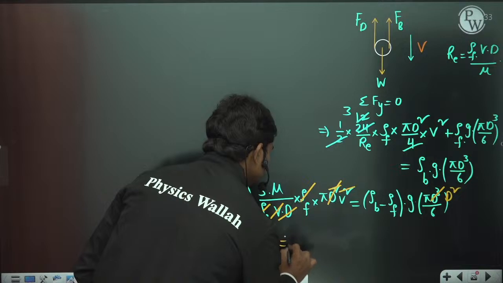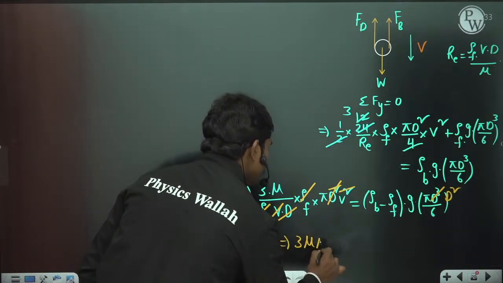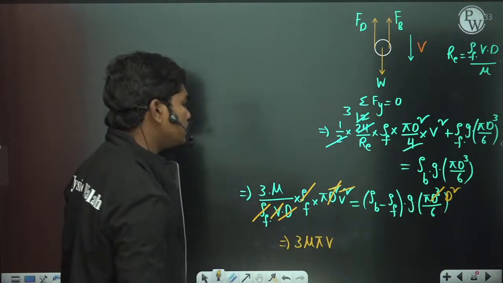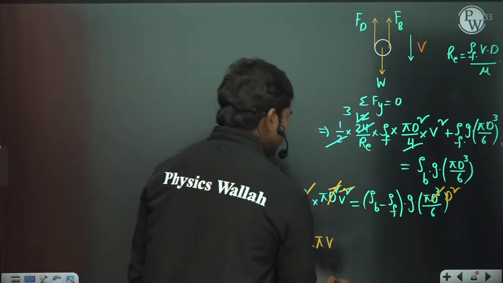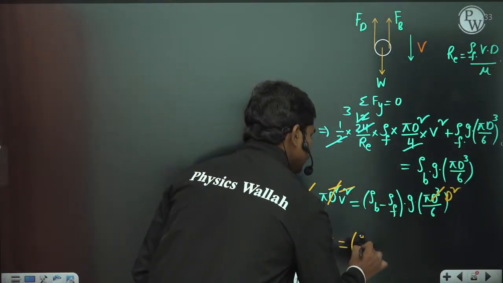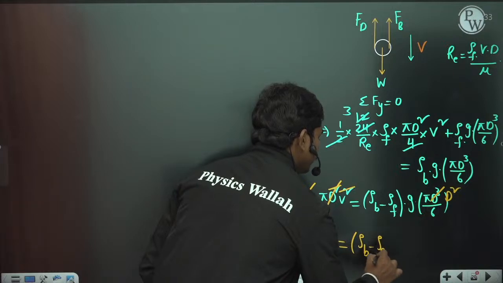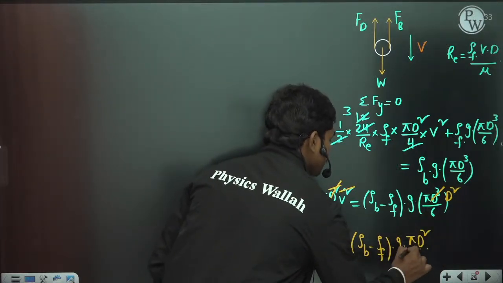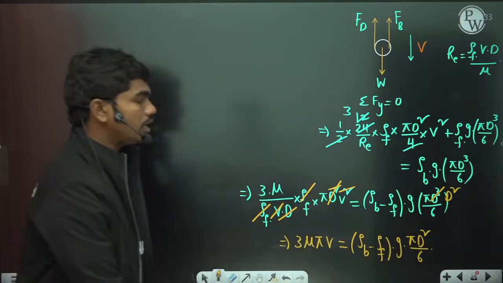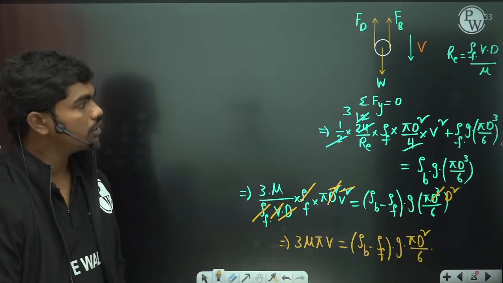Okay, so 3 mu pi v is actually equal to, d got cancelled, right? So this is equal to density of the body minus density of the fluid times g into pi d square by 6. This is what you have. So this is the constitutive equation for the motion of the ball here.